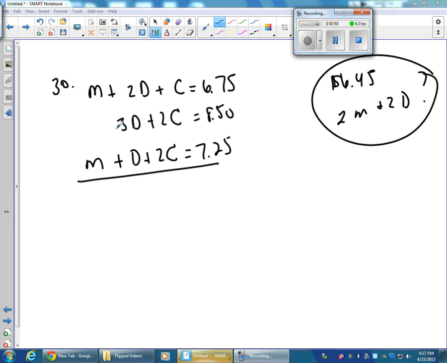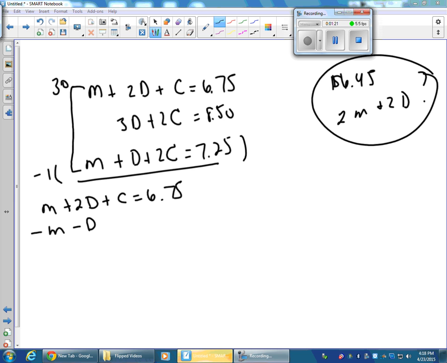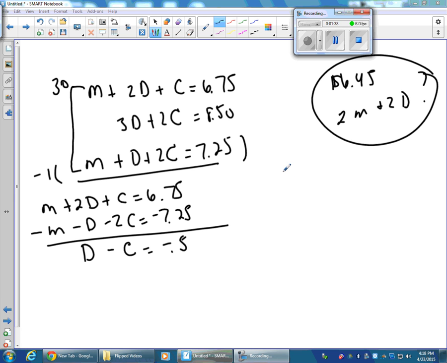So if you look, this second equation doesn't have an m, so what I'm going to do is take the first and the third equation and get rid of the m, and then hopefully I can solve it from there. So if I take the first equation just like it's written, and I'm going to do a -1 times this third equation, and I would get negative m minus d minus 2c equals -725, which gives me d minus c equals -0.5.